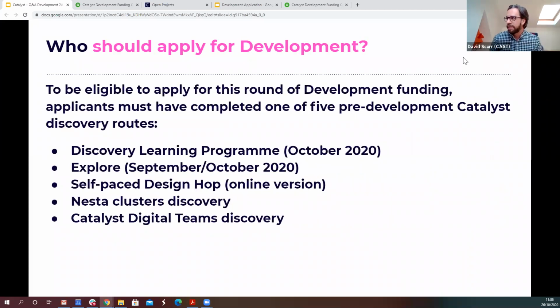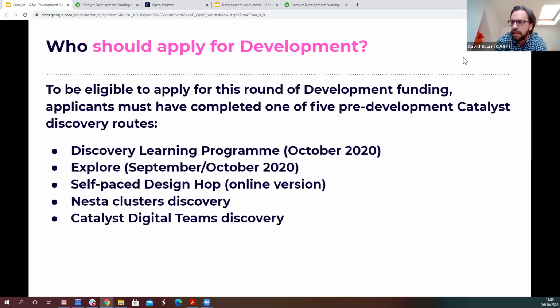So who should apply for development? To be eligible to apply for this specific round of development funding, applicants must have completed one of 5 pre-development catalyst discovery routes. And hopefully these all sound familiar. One of these sounds familiar to you.